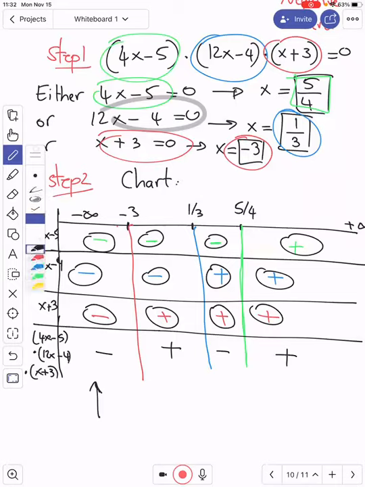Okay, now just be careful. You need to check what exactly you have to solve. So we need to solve.